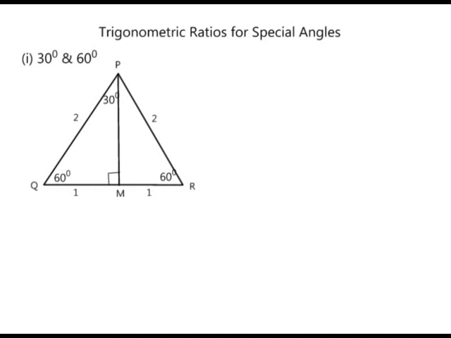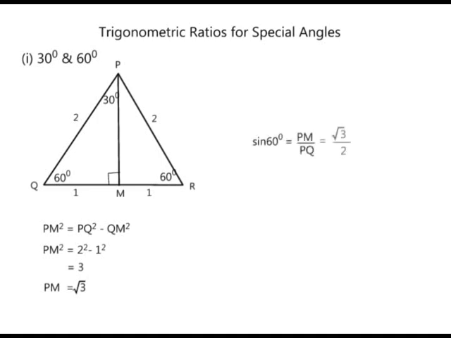In triangle PQM, using Pythagoras theorem, PM squared is equal to PQ squared minus QM squared. We said that PM bisects the base QR, and so QM is equal to 1 unit. And therefore, PM squared is equal to 2 squared minus 1 squared, which is equal to 3. Therefore, PM is equal to root 3. Therefore, sin 60 is equal to PM over PQ, which is equal to root 3 over 2.